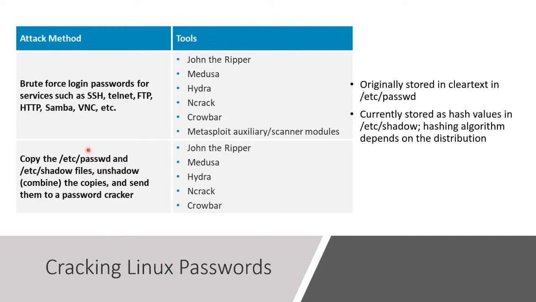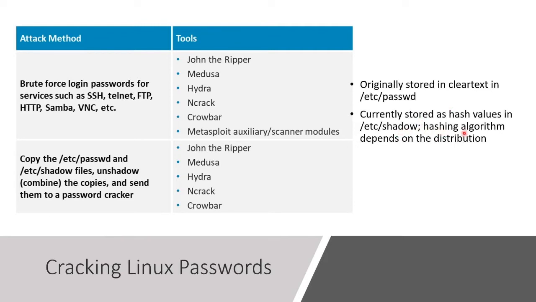There's a tool that comes with John the Ripper called Unshadow. Unshadow basically takes both of these and puts them into one super file, so that you have username, password, username, password, username, password. And that you send to the cracker. And so anyway, like I said, passwords in Linux were originally stored in clear text in /etc/passwd. Now they are stored as hashes in /etc/shadow.